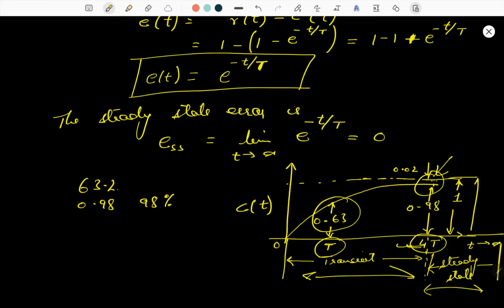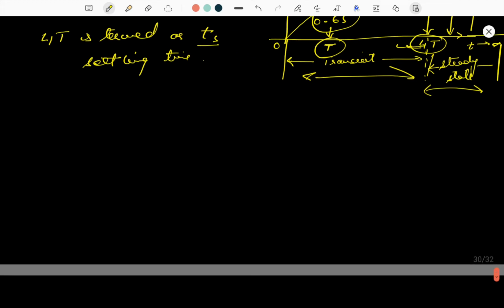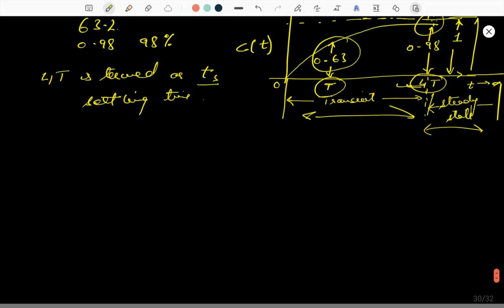So the time 4T is termed as ts, meaning settling time. Settling time of the control system. So before the settling time we have the transient state, and after the settling time we have the steady state response. All right, so next we are going to take the time response of the first order control system subjected to a unit ramp input.